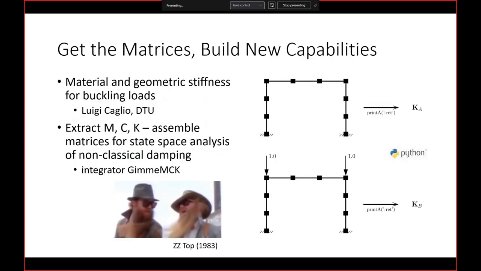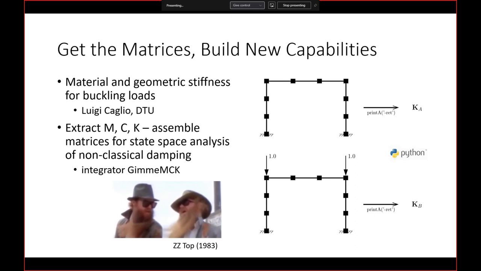99.9% sure. Okay, but if we pry open OpenSees, in some of the more recent developments, we can extract the stiffness matrix and get a hold of those things and do stuff with Python, right? You can start to build new capabilities. Like Luigi Caio posted recently about how to do buckling analysis within OpenSees, which I thought we would never be able to do because of the programming complexity. But it turns out you can use the print function to get the stiffness matrix for a frame with and without reference loads, and then do some eigenvalue analysis within Python in order to get the buckling loads, and it works pretty well.